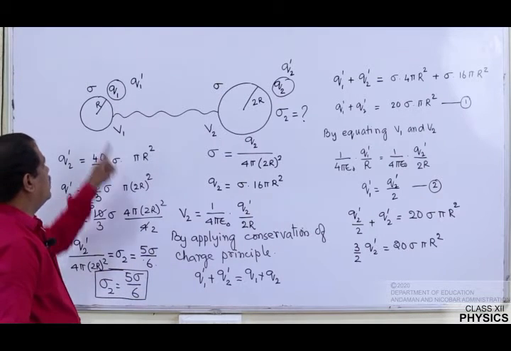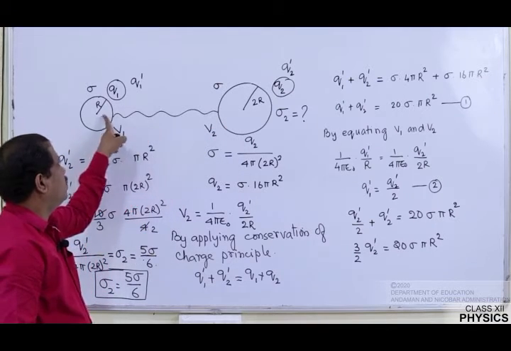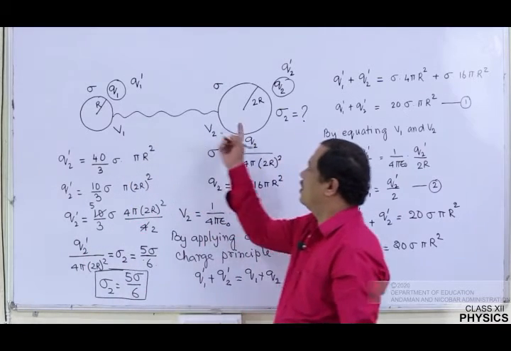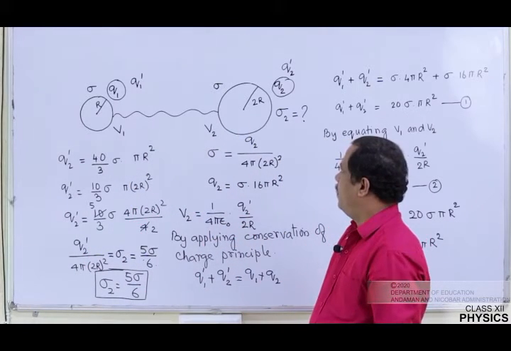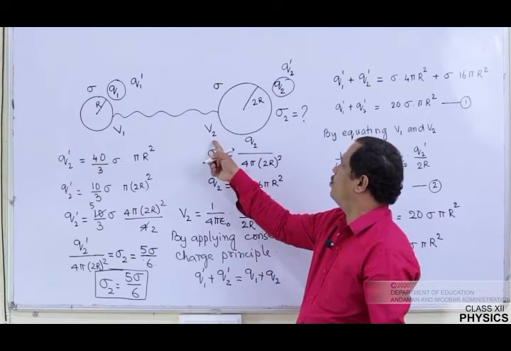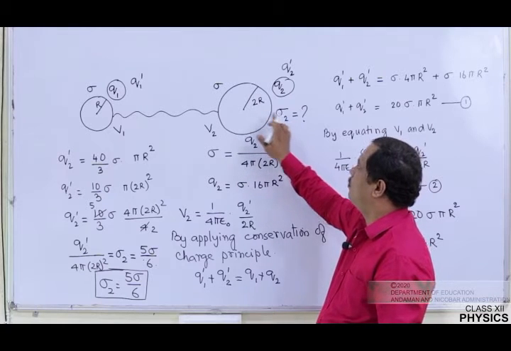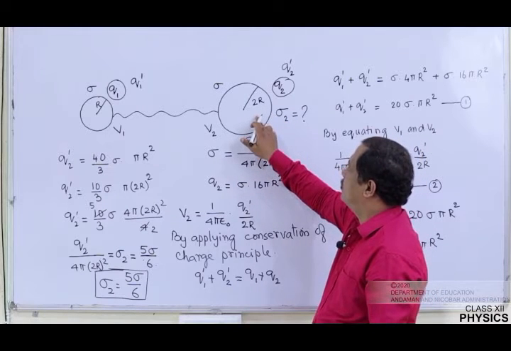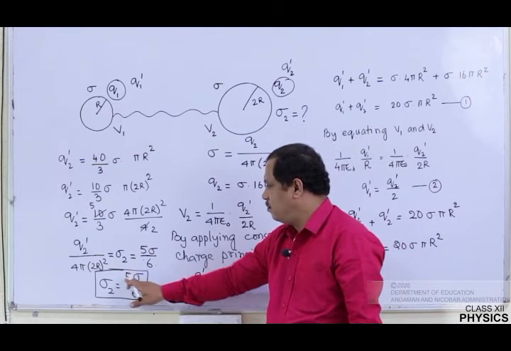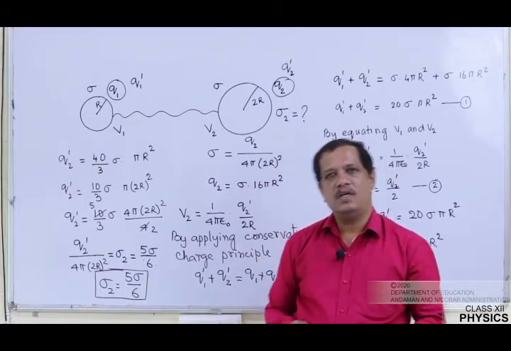After connecting the two conductors with the help of a thin wire, sharing of charges takes place until the potentials of the two spherical conductors become equal. Once the potentials become equal, V1 becomes equal to V2, and at that instance the new surface charge density of the metallic sphere of radius 2r becomes 5 by 6 times sigma. Let us move on to the other problem.